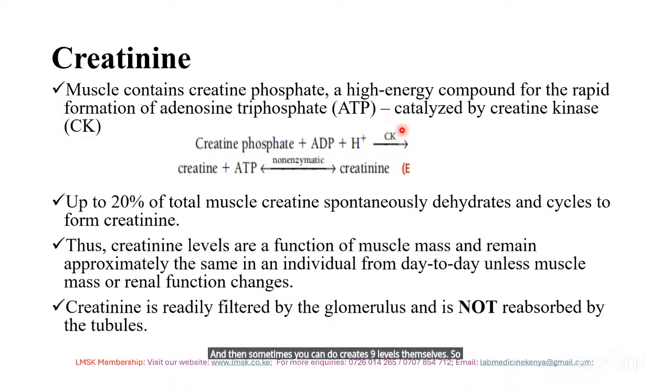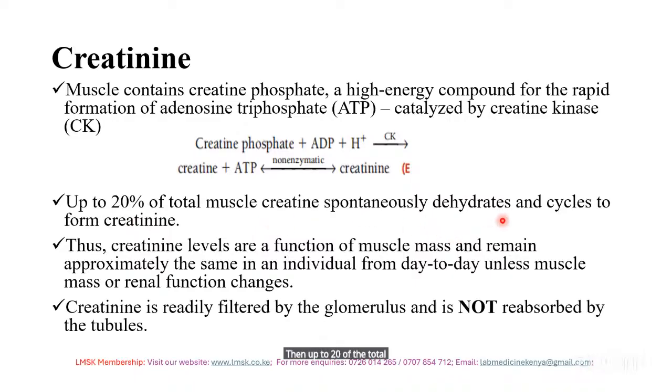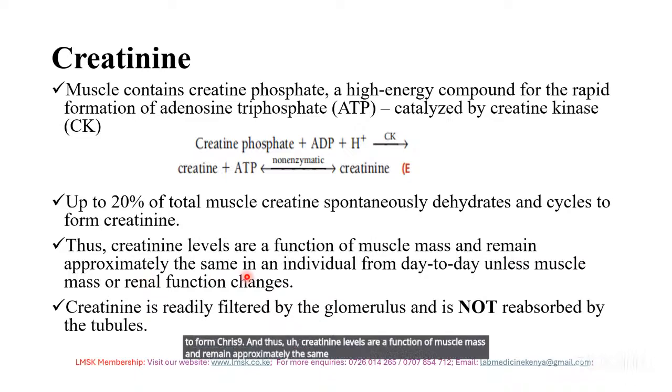So if you see creatine kinase as an enzyme, just know that it's assessing this particular process of conversion of creatine phosphate into creatinine. And its increase might mean that there is too much of this, and it's correlated directly to this and inversely to creatinine levels. Then up to 2% of the total mass of creatine spontaneously dehydrates and cyclizes to form creatinine. And thus, creatinine levels are a function of muscle mass and remain approximately the same in an individual from day to day unless muscle mass or renal function changes.